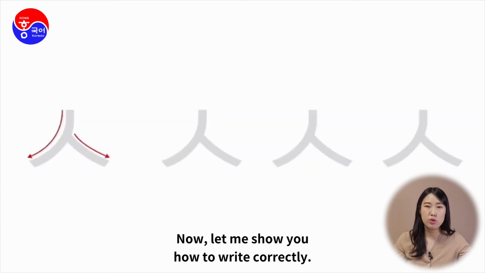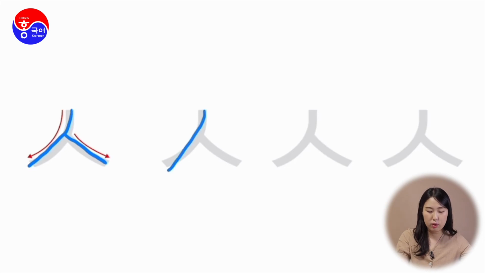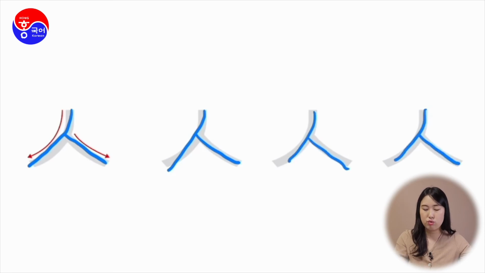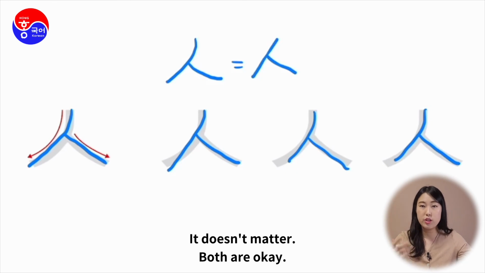Then now let me show you how to write correctly. There are 2 steps. The first step is to write this, and then this. Okay, one more time. 1, 2. For your reference, you can write this one and then strike one, the same one. So it doesn't matter. Okay, both are okay.